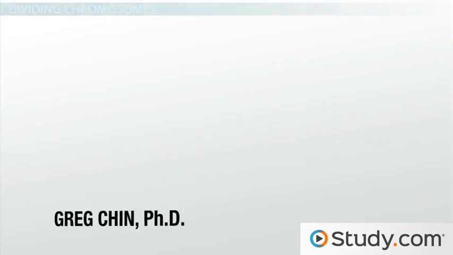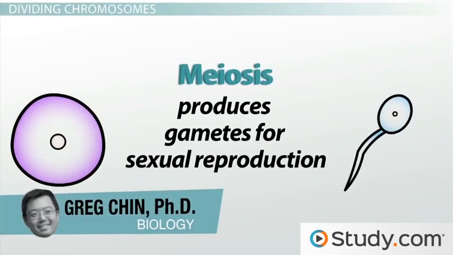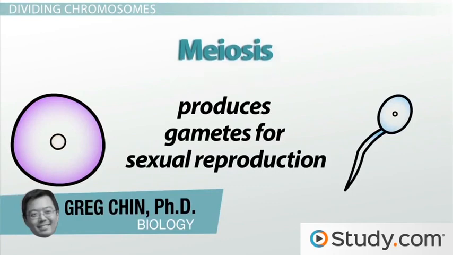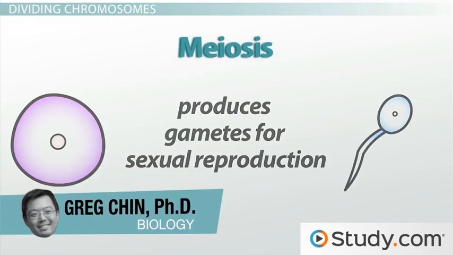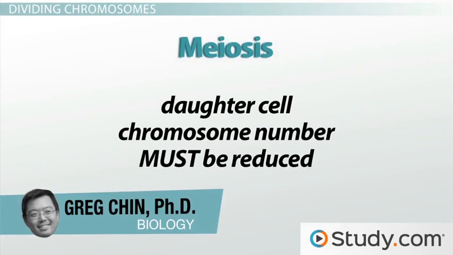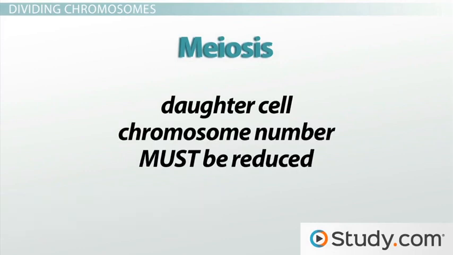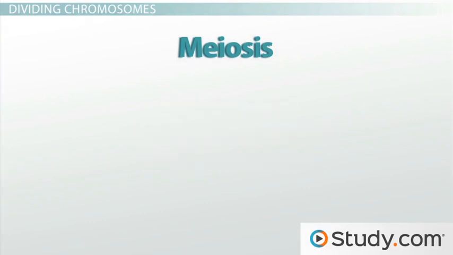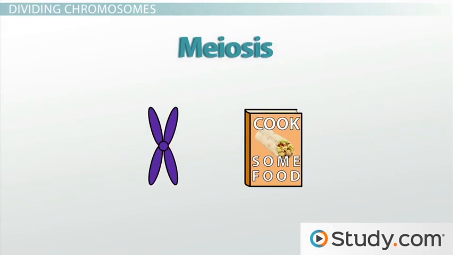We've learned thus far that meiosis is a special type of cell division that makes gamete cells for sexual reproduction. The most important distinction between meiosis and mitosis is that the daughter cell chromosome number must be reduced. To put meiosis into everyday terms, let's consider the chromosomes as cookbooks again for a minute.